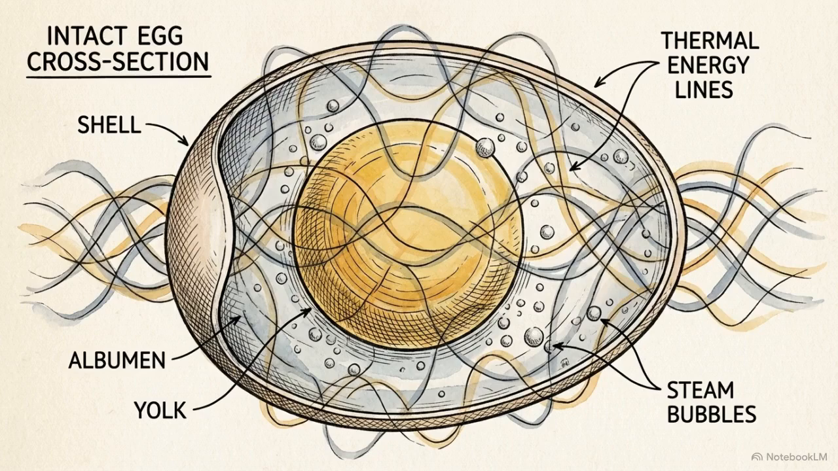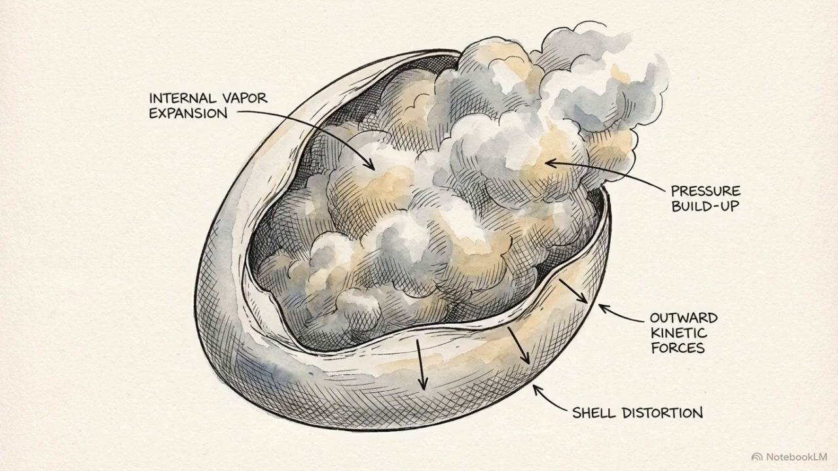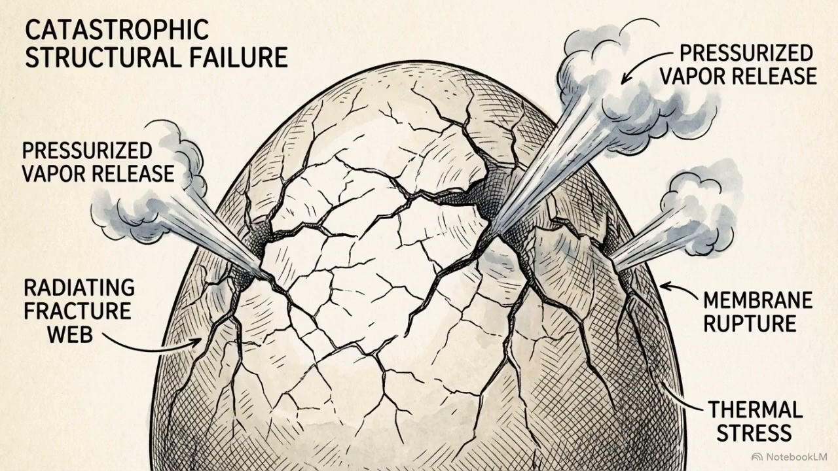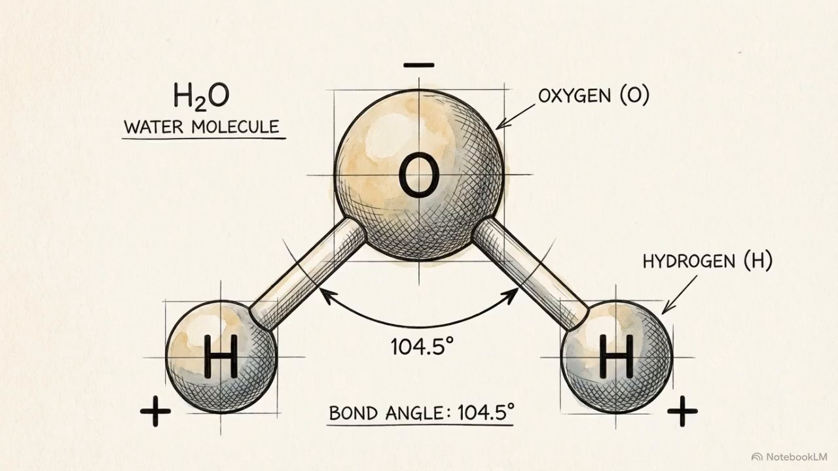If you heat structures with high water content, like intact eggs or sausages, the rapid internal dielectric heating converts the targeted moisture into steam. The trapped water vapor expands outward until the biological membrane or shell ruptures under the internal pressure. Dielectric heating successfully exploits the microscopic geometry of water.